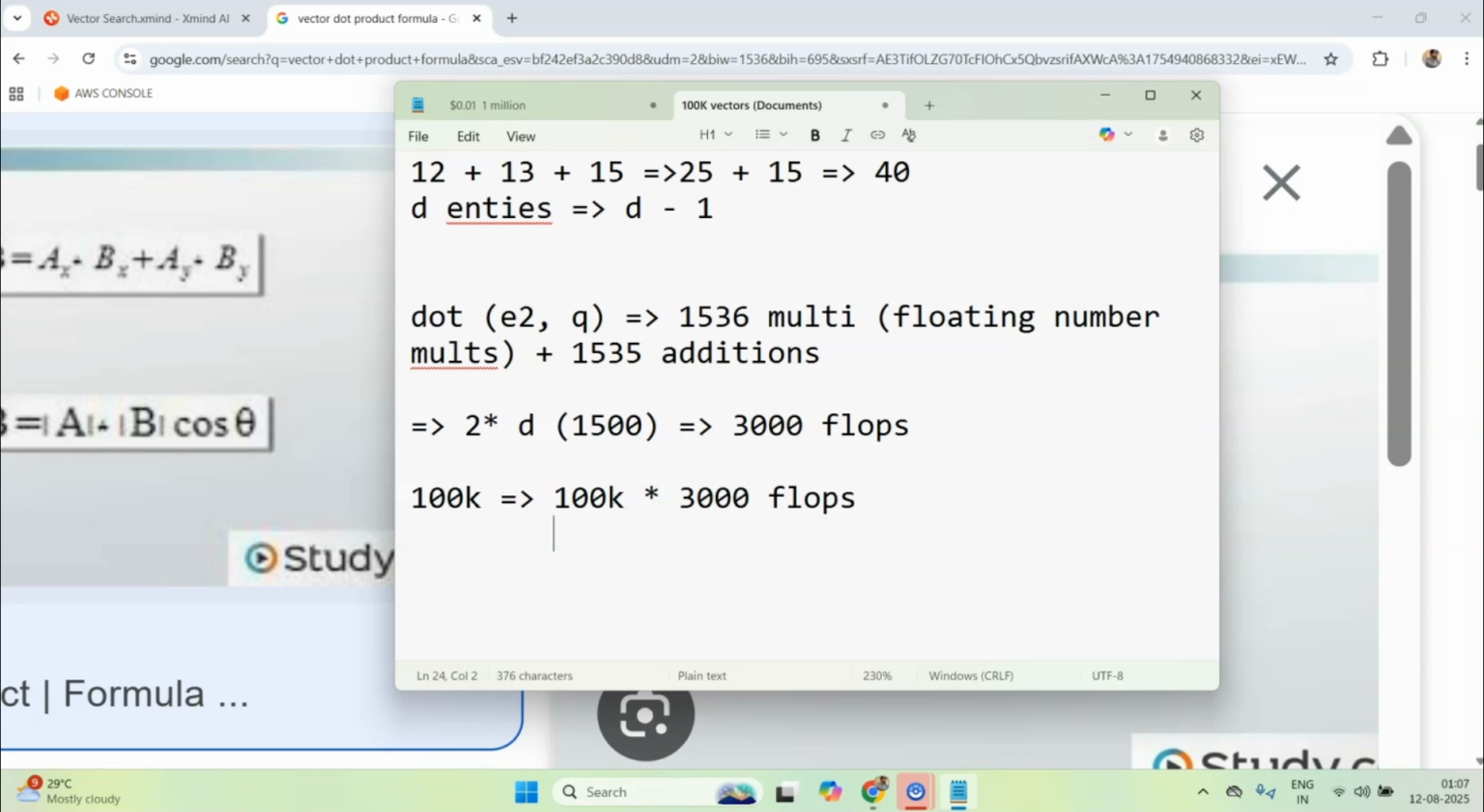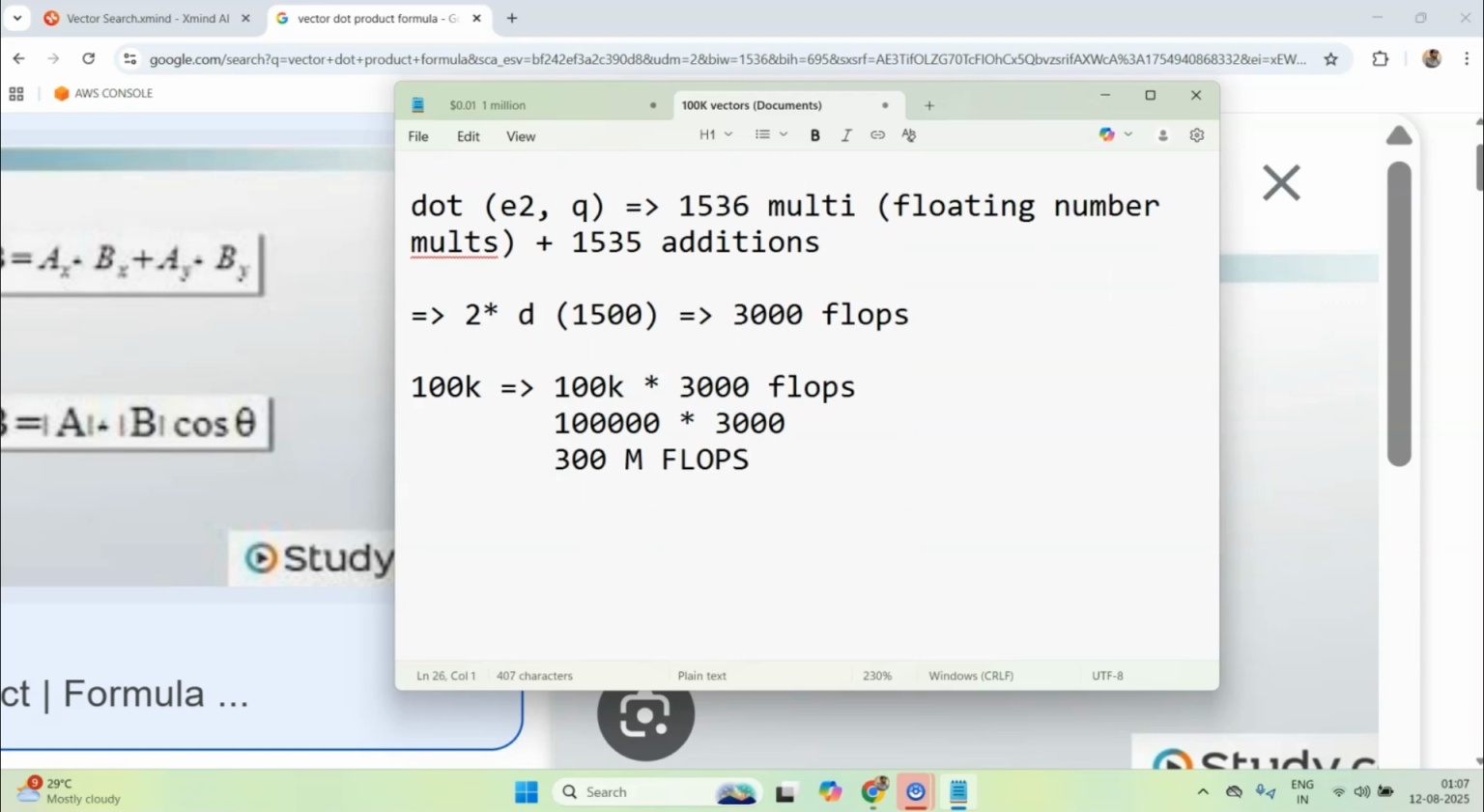Now if I do this calculation, 100k multiplied by 3000, it would be close to 300 M flops. Now what is M flops? These are all the notations that I'm introducing. So 1 M flop would basically be 1 mega flop, and it contains 1 million floating point operations.